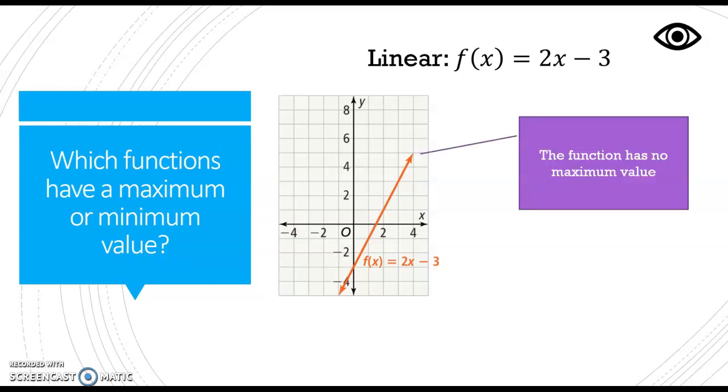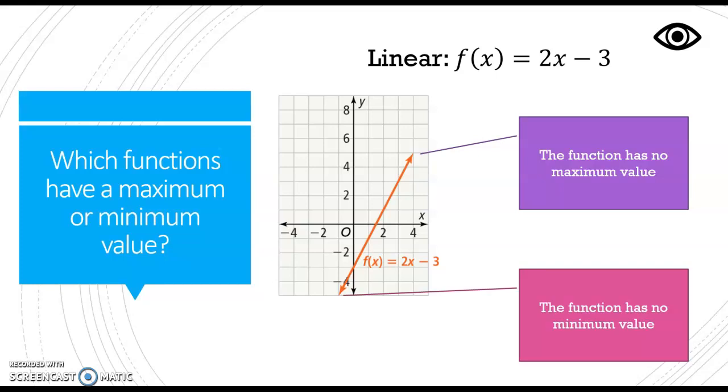And I hope that you realize that that graph goes on forever in both directions. So this particular graph has no maximum value because the arrow is continuing to point up. It also has no minimum value because the lowest point is continuing to point down. There is no minimum value for this linear function.